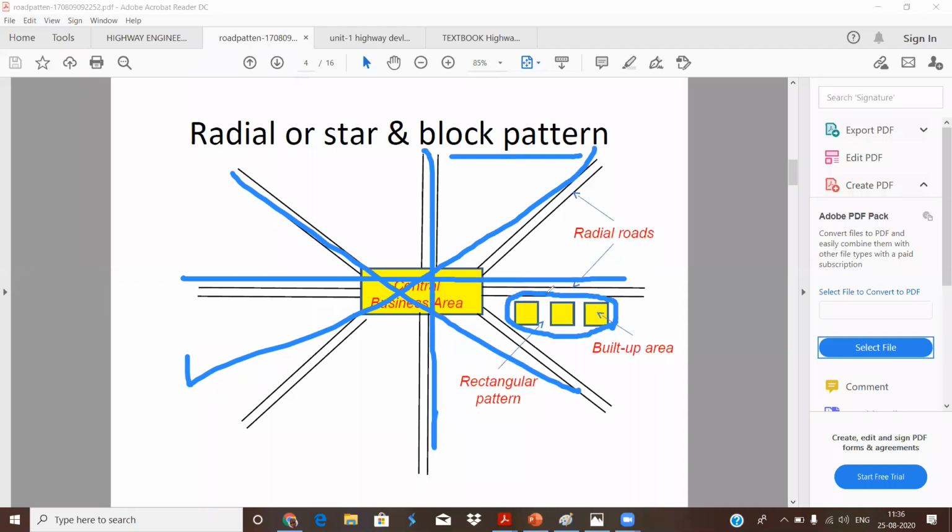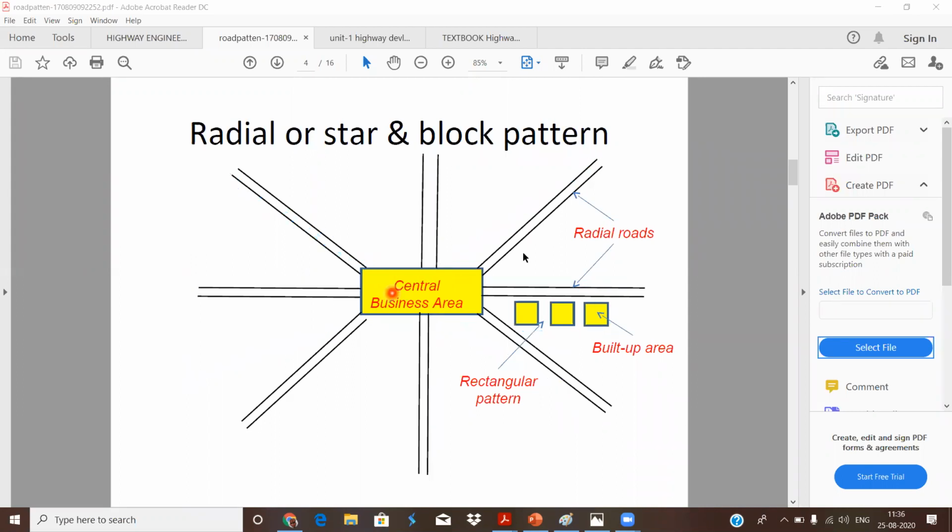In this, the vehicles have free direct access to these radial roads. Here the traffic interruption is less compared to the block pattern. In the center of the radial pattern we have the central business area. In between these radial lines there may be any type of building areas and any type of road may be present. The traffic may be diverted to these areas and may easily get onto these radial lines. Okay, next one.